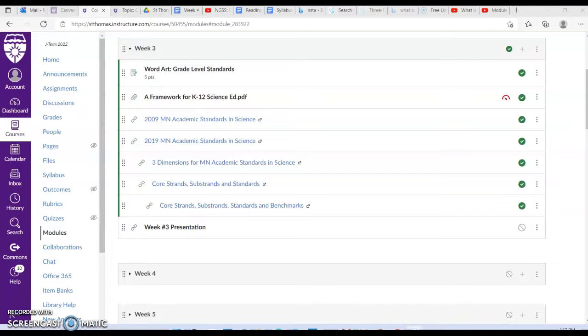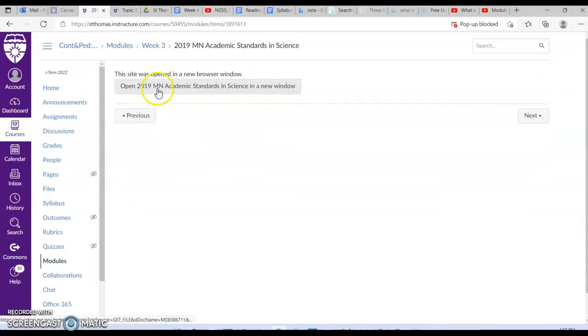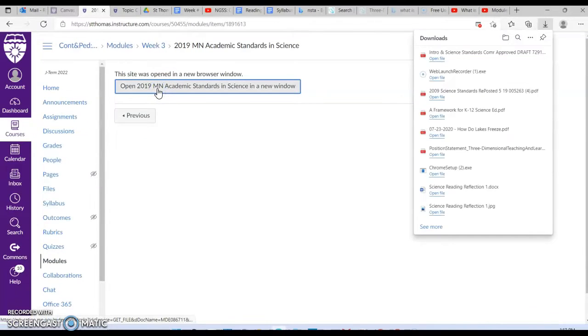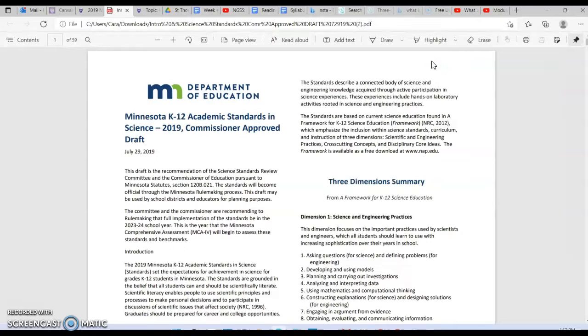Okay, so you've watched the video explaining the 2009 Minnesota Academic Standards in Science. Let's take a second to look at the 2019, the quote-unquote new science standards. When I look at these, you're going to be able to tell right away that it's pretty different.